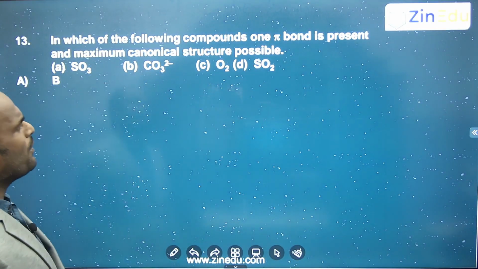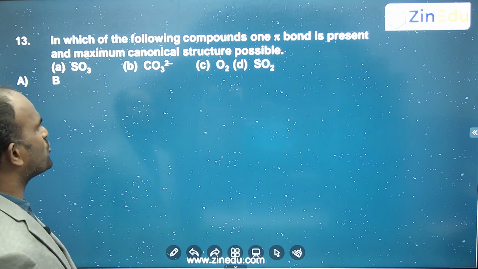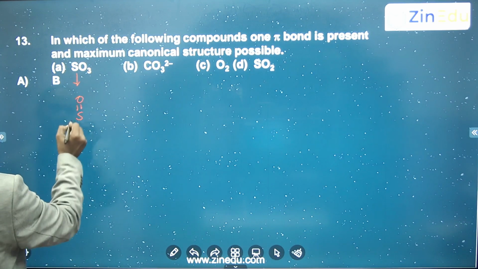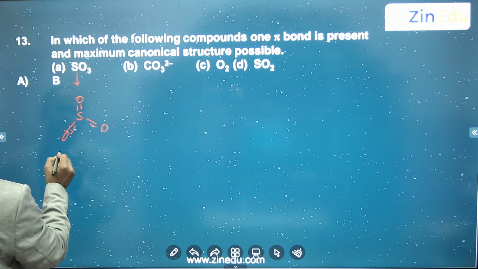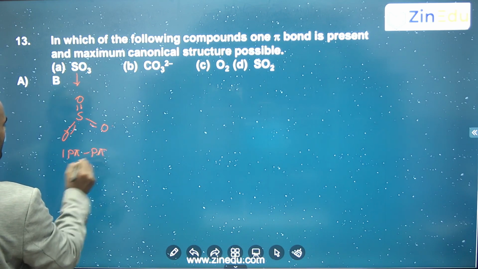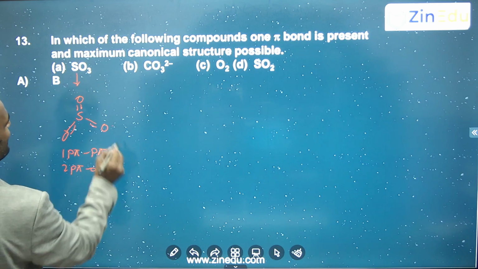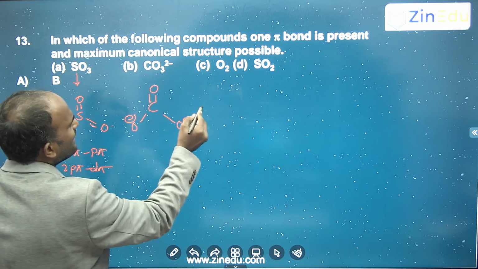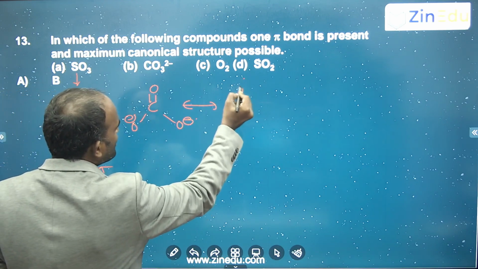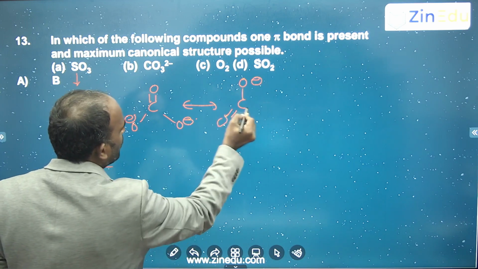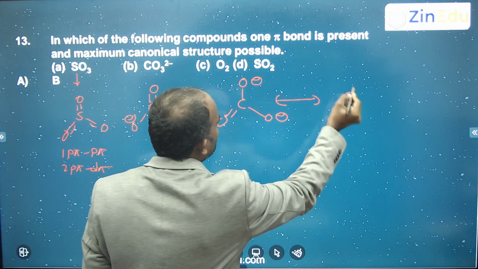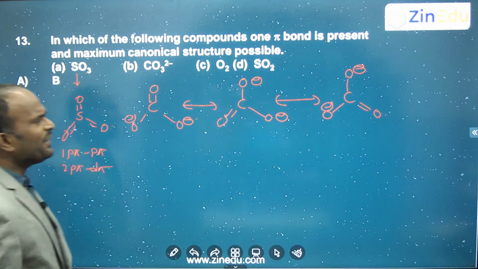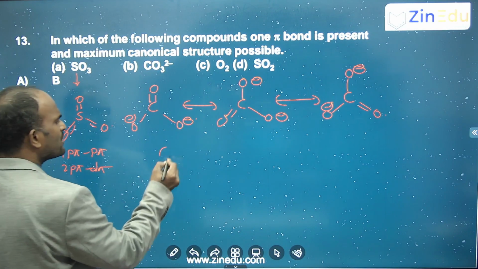Next, in which of the following compounds is one pi bond present and the maximum number of canonical structures possible? Actually here we have 3 pi bonds: S double bond O, double bond O, double bond O. One p pi bond and 2 p pi d pi bonds are possible in SO3. In CO3 2-, with double bond O minus, O minus, the resonating structures are quite evident and absolutely possible, and one p pi bond exists here.